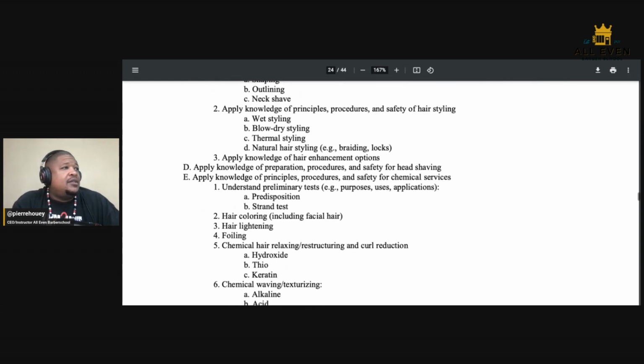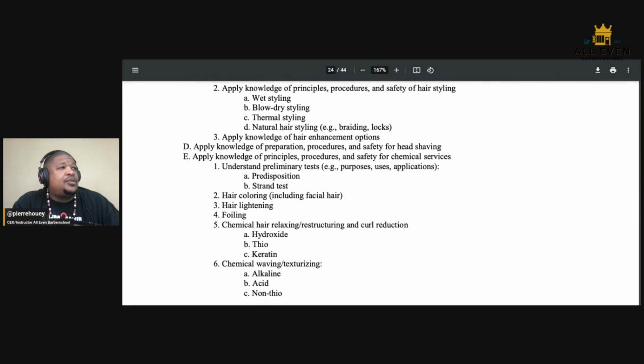Okay. 2, apply knowledge of principles, procedures, and safety of hairstyling. Now, this is where people start getting confused. This is where a lot of questions start getting mixed. Okay. You got wet styling, blow dry styling, thermal styling, and natural hairstyling. Now, one thing that'll help you with those is just knowing the difference between those.